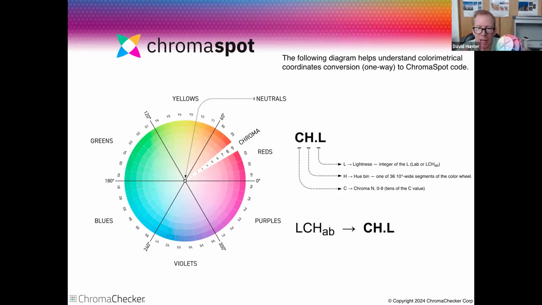And then in the same way, we have chroma going from essentially 0, which is neutral, out to, in some cases, 9, which is highly chromatic or highly saturated, a very vivid color. And then, of course, the last number is the L star, which is the lightness, in terms of how dark or how light it is.